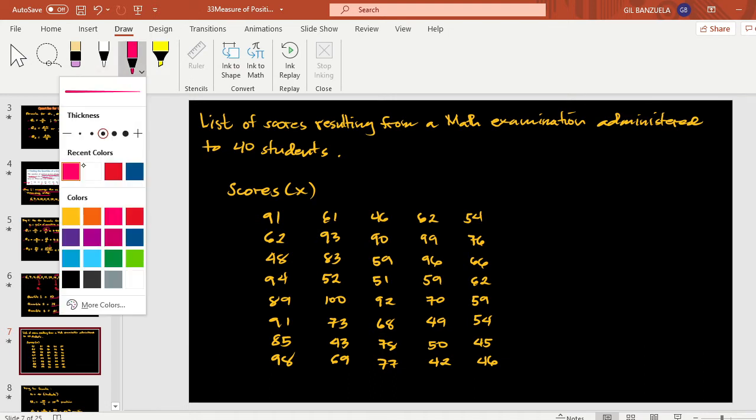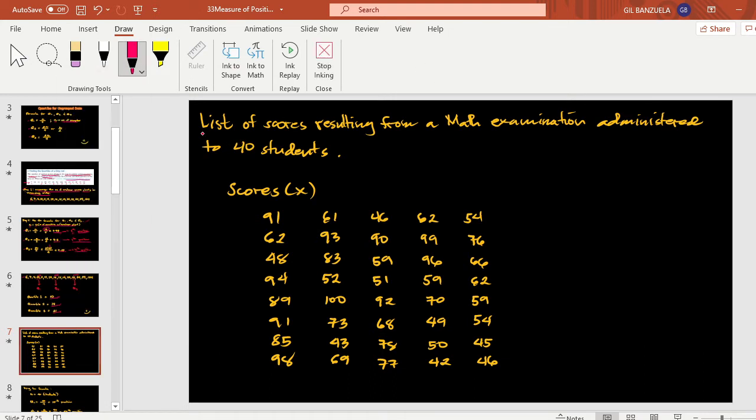Okay. So here is the list of scores resulting from a math examination administered to 40 students. Therefore, the sample size here is 40. Here are the scores. We have 91, 62, etc. Supposing we are asked to get the first quartile, the second quartile, and the third quartile.